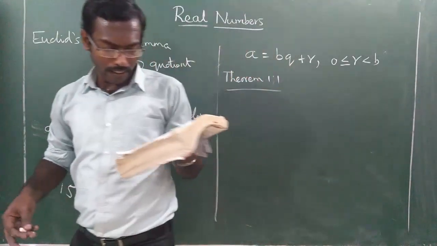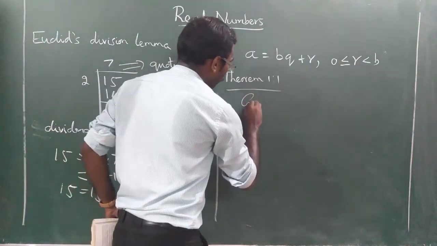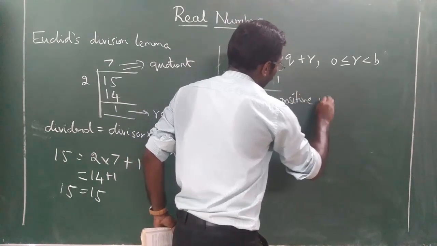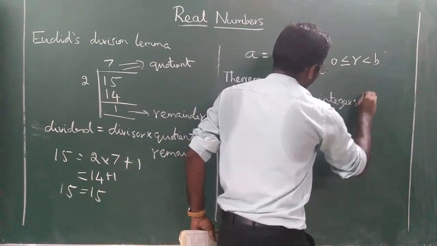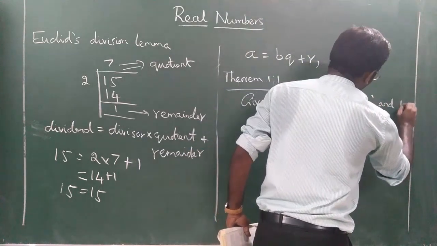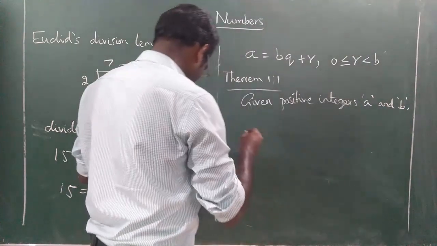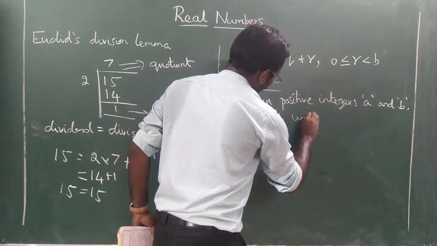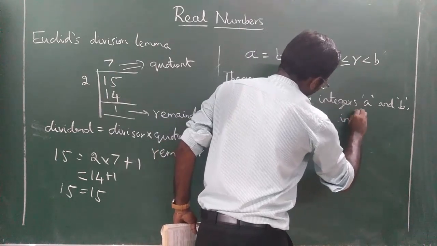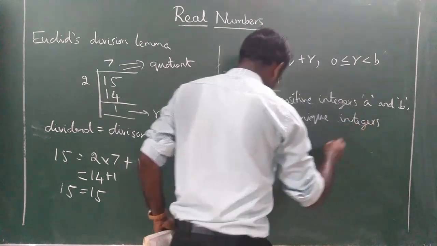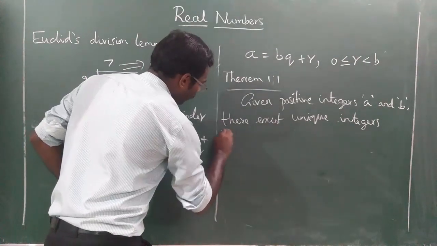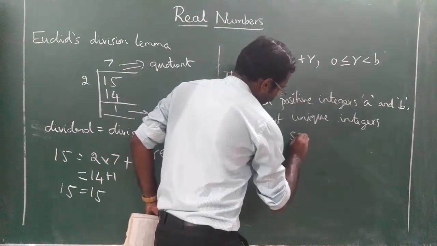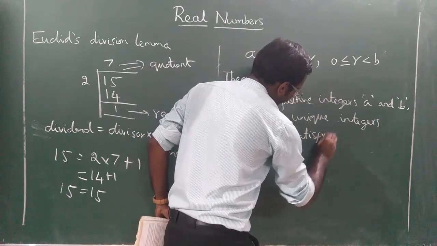Okay, so let me write it. Given the theorem 1.1, please note it down. Given positive integers a and b, there exist unique integers. What are the unique integers? q and r. They are satisfying what?